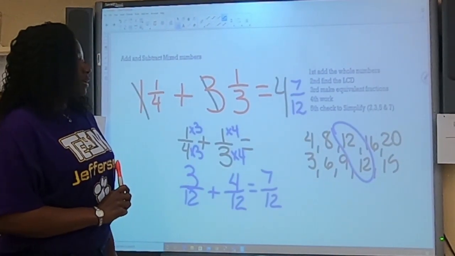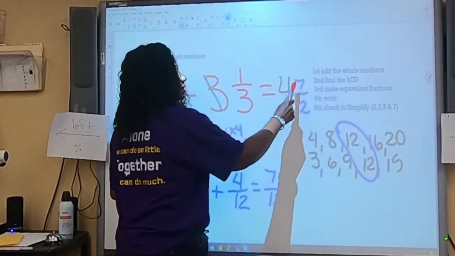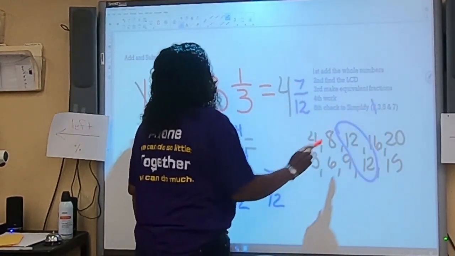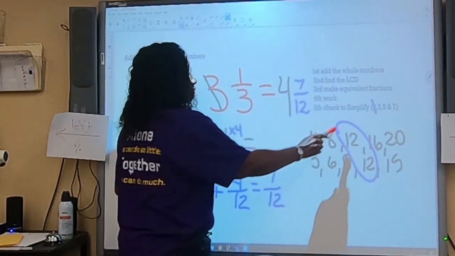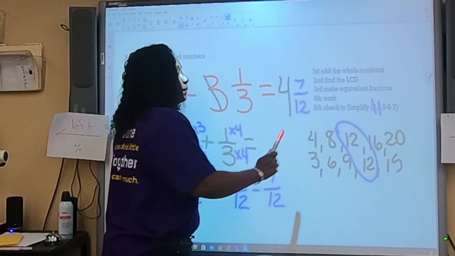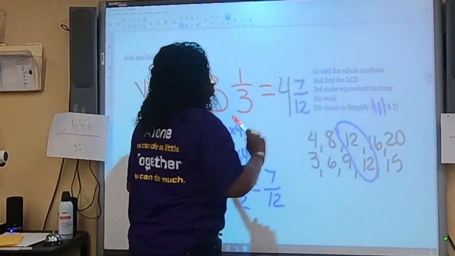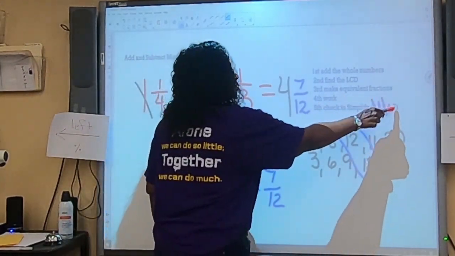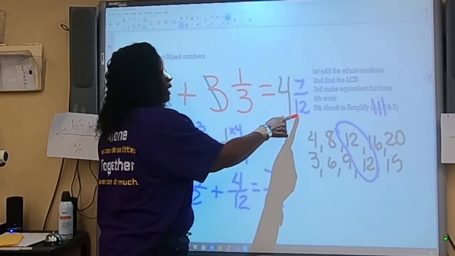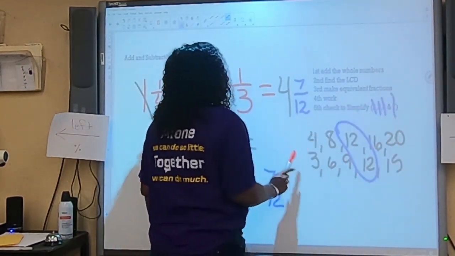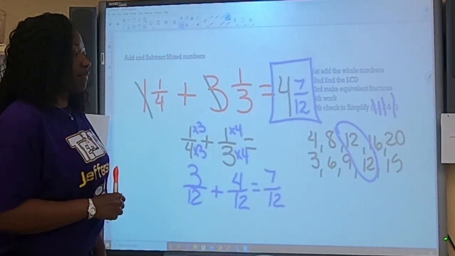Looking at my 7/12, I ask my questions. When I skip count by 2, do I say 7? No. When I skip count by 3, do I say 7? No. When I skip count by 5, do I say 7? No. When I skip count by 7, do I say 7? Yes, but do I say 12? No. So that means my final answer in simplest form is 4 7/12.